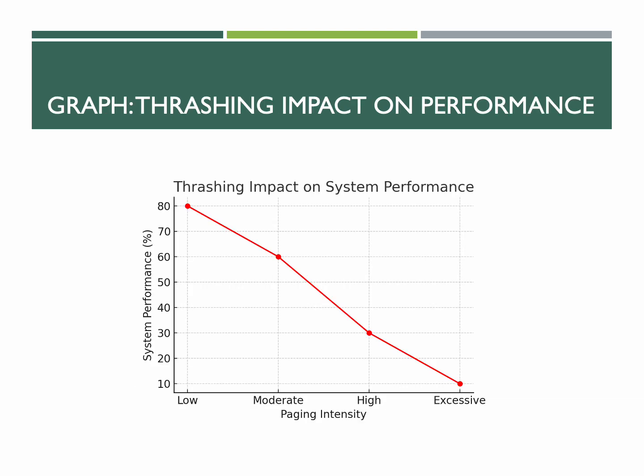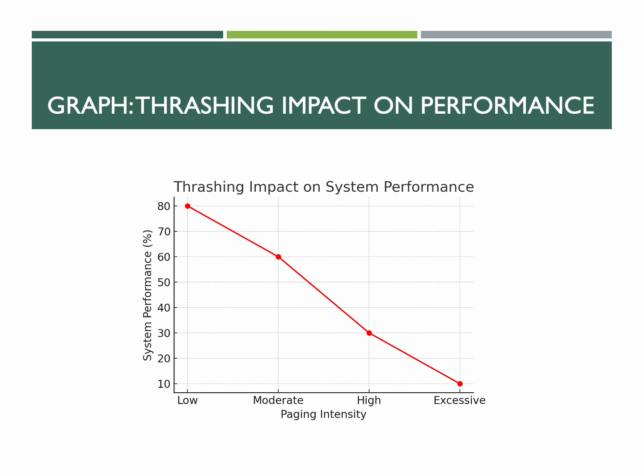Okay, so this graph illustrates the impact of thrashing on system performance as the paging intensity increases. On the y-axis, we have system performance ranging from 10% to 80%, and on the x-axis, we see paging intensity categorized as low, mid, moderate, high, and excessive.